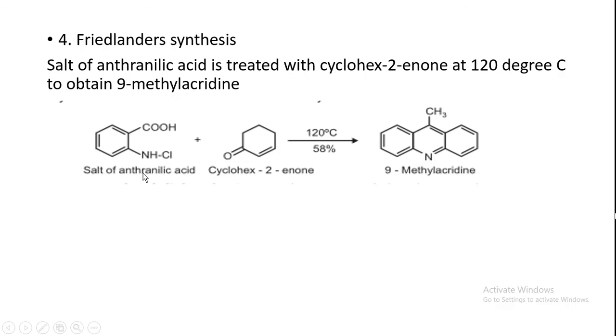Then Friedlander's synthesis, the fourth method of preparation. The chloride salt of anthranilic acid is treated with cyclohex-2-enone, at 120 degrees Celsius, to obtain 9-methylacridine. So ultimately your product will be 9-methylacridine.